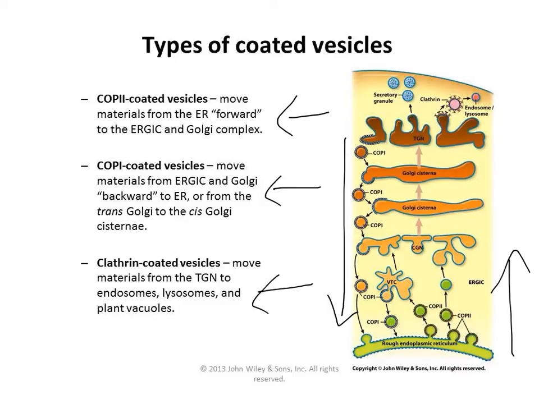Clathrin-coated vesicles have also been well studied, and this particular coated vesicle is thought to be important for movement of material from the trans-Golgi network to lysosomes, endosomes, and also been found to be important in movement to the plant vacuoles, as well as Clathrin-coated vesicles also form at the membrane surface during endocytosis.